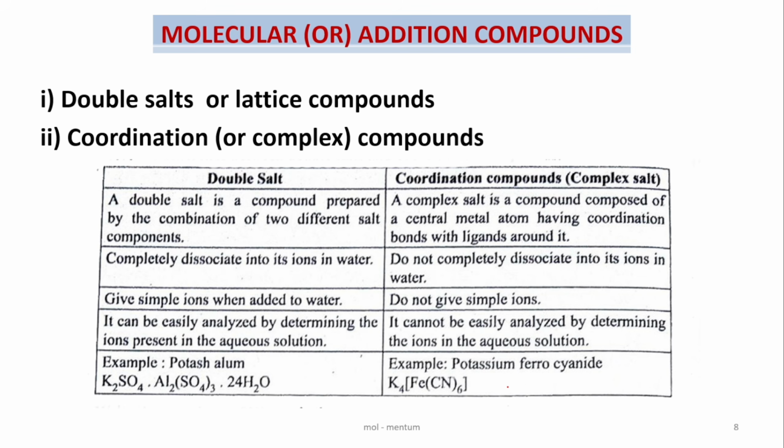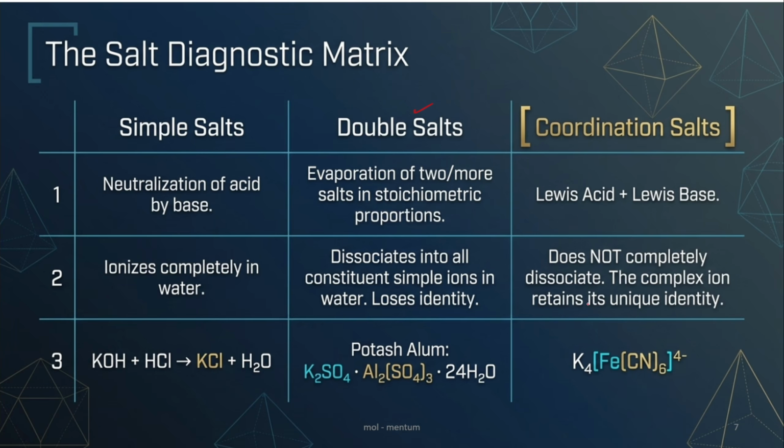There are a lot of examples we will discuss. The first one is potassium ferrocyanide, K4[Fe(CN)6]. So this is an example of a coordination compound. So look at the difference. We have simple salts, which are formed by neutralization of acid and base. Double salts are formed by the evaporation of two or more salts in stoichiometric proportions. So what is a coordinate salt, or a coordination compound?